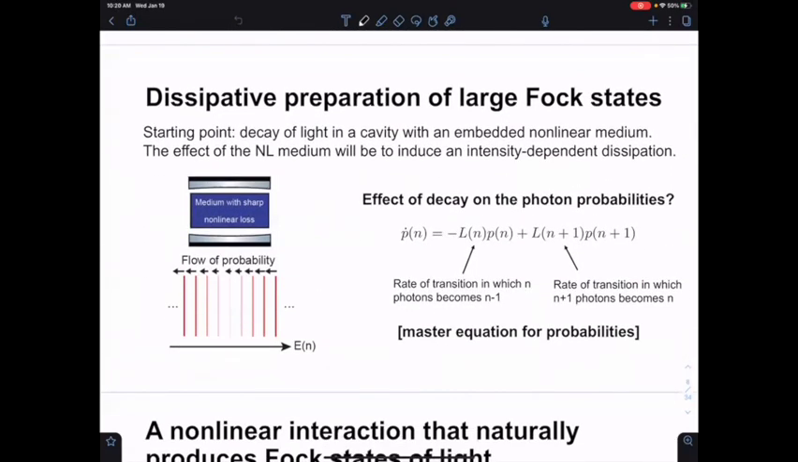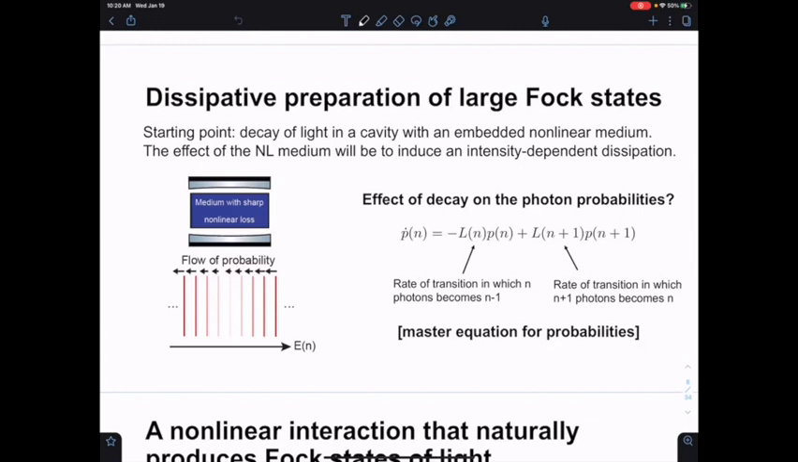The phrase I like to coin is dissipative preparation of large Fock states. And so the starting point is to think about the decay of light in a cavity with an embedded nonlinear medium. And at this stage, the nonlinear medium is somewhat magical. And then in a few slides, I'll discuss how you actually go about this. The effect of the nonlinear medium is going to be to induce this intensity-dependent dissipation that I mentioned.